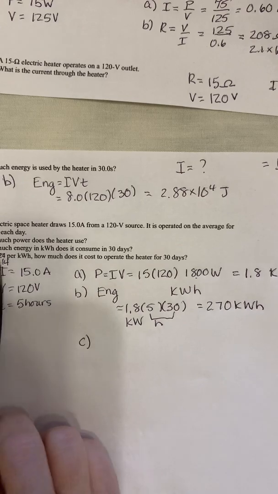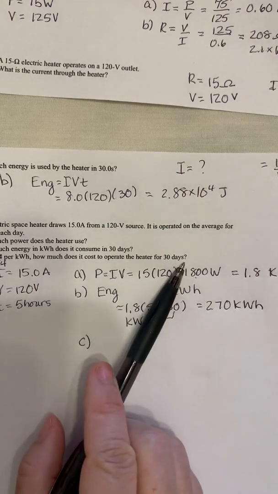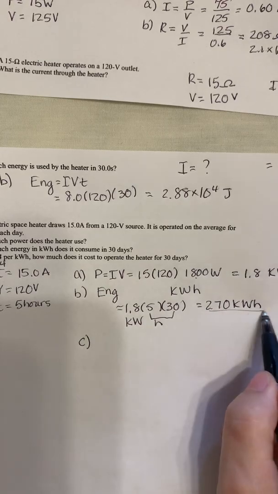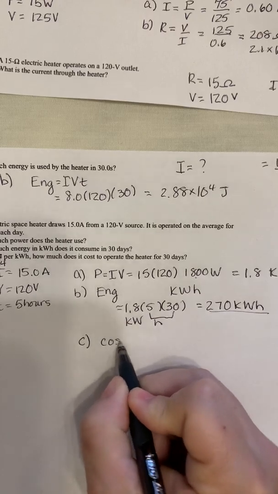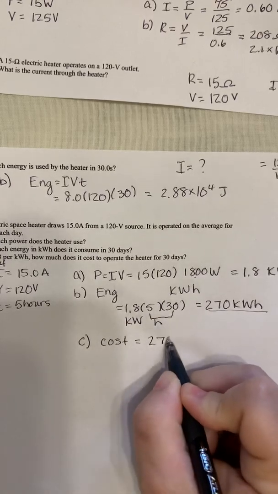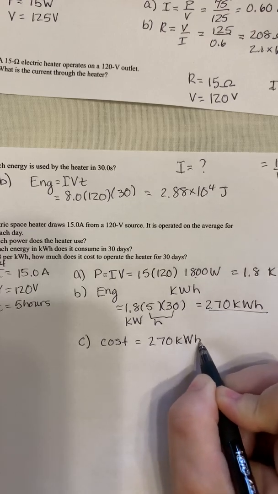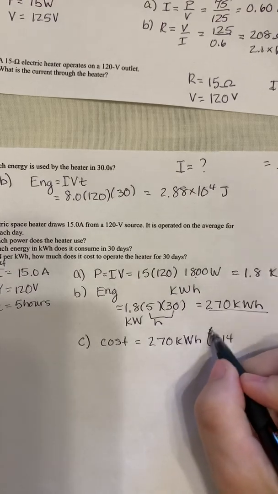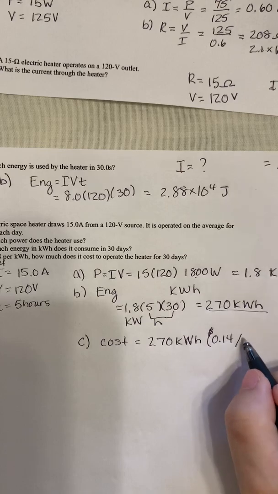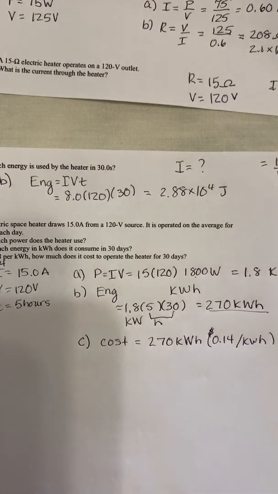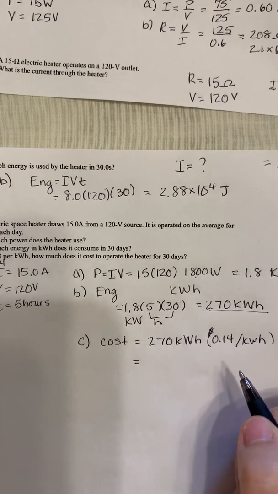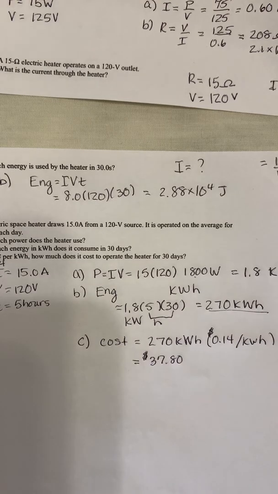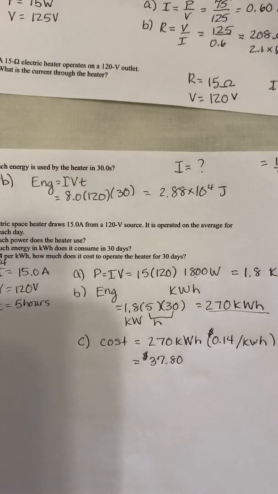So we want to know, at 14 cents per kilowatt hour, how much does it cost to operate the heater for 30 days? Well, we know we've got 270 kilowatt hours, and I'm just going to put the cost is equal to 270 kilowatt hours, and it's 14 cents, or I'll put dollars there, per kilowatt hour. So the kilowatt hours would cancel, and 270 times 14 cents would be $37.80 to run an electric heater 5 hours a day for 30 days.